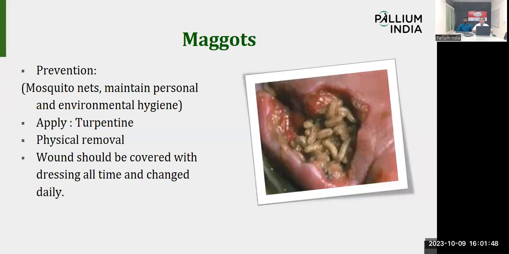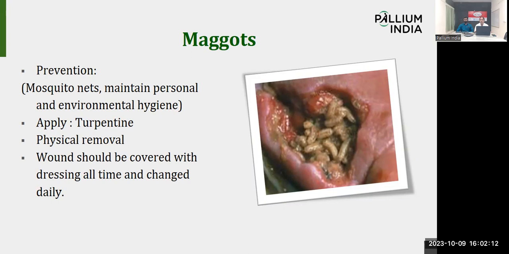And also apply turpentine if the maggots have already come. Your patient is coming and saying something is crawling inside the wound, right? So what we can do is apply turpentine. We can soak the gauze and place the turpentine in the wound. Because of that smell, the maggots will come out.